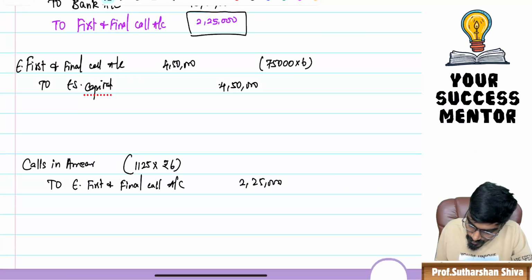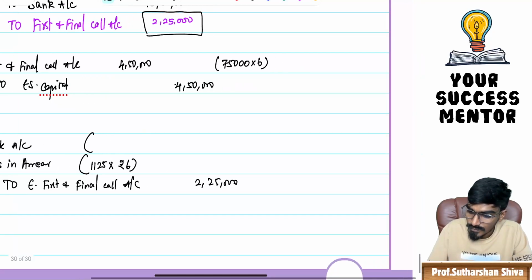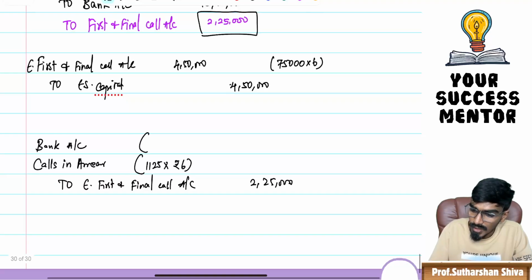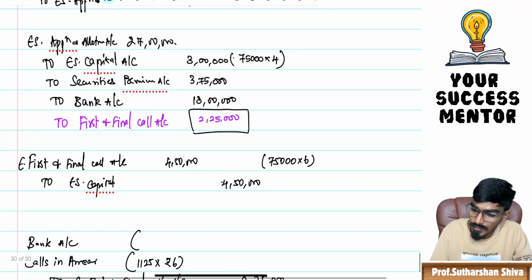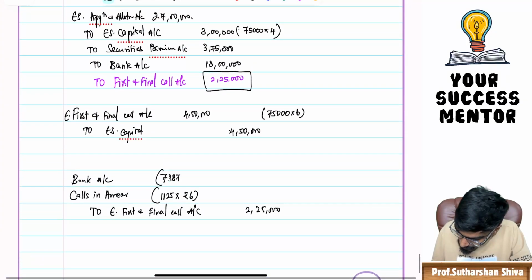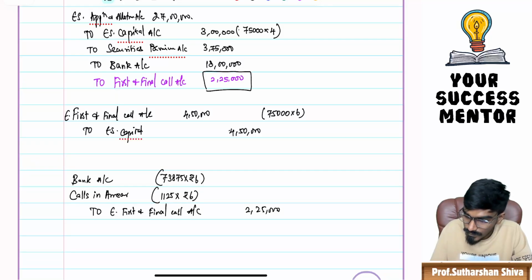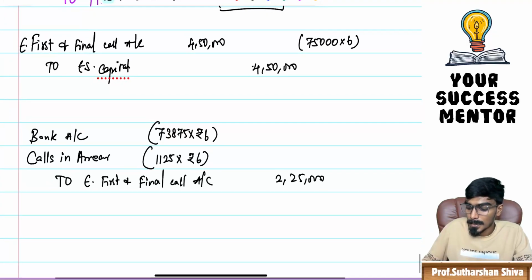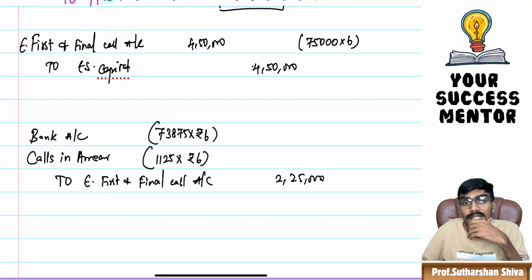Here you will have the bank account. In the bank account, how much is the cash you are recovering? 4,18,250, sir. How did you get that? 73,875 shares into 6 rupees. What will you be getting? 6 rupees we should recover. No, no, no. Come, that's what I'm asking.